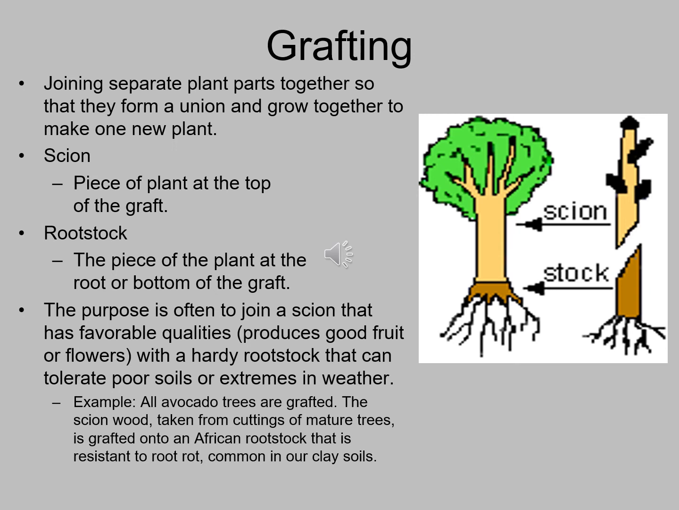So to make sure that your tree produces that exact type of fruit, you would graft. You take a branch from an existing tree of a scion wood and graft it onto the rootstock. And then you have a plant that produces the fruit you want and is hardy and adapted to that climate and soil.